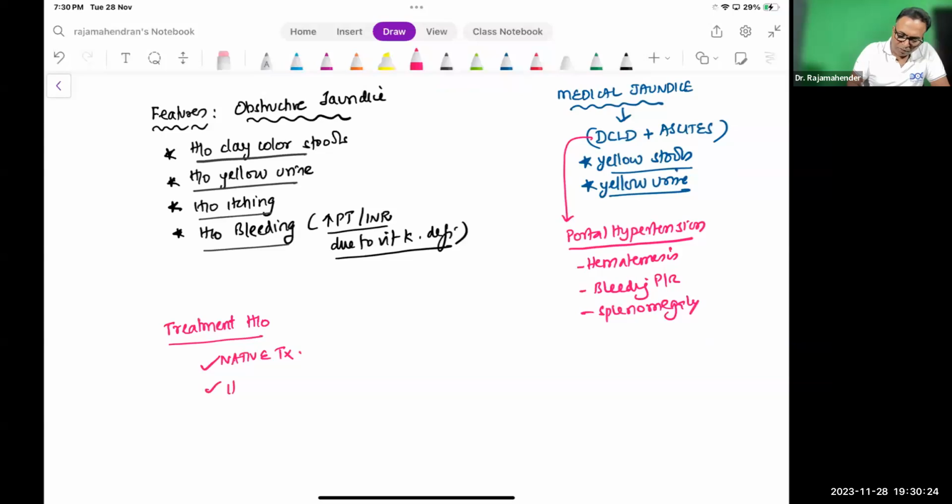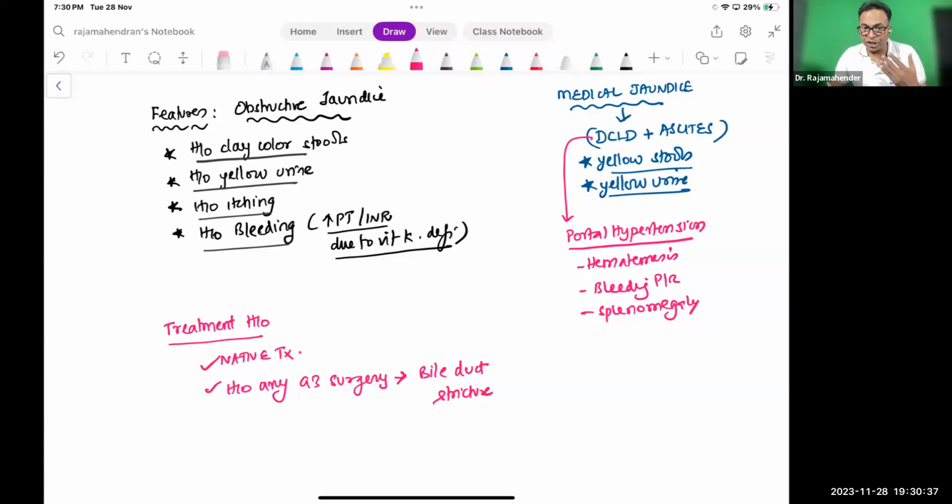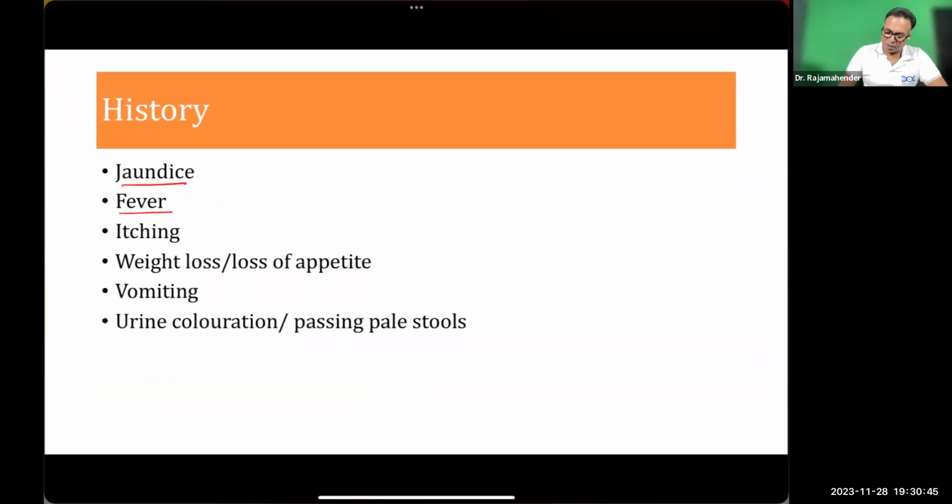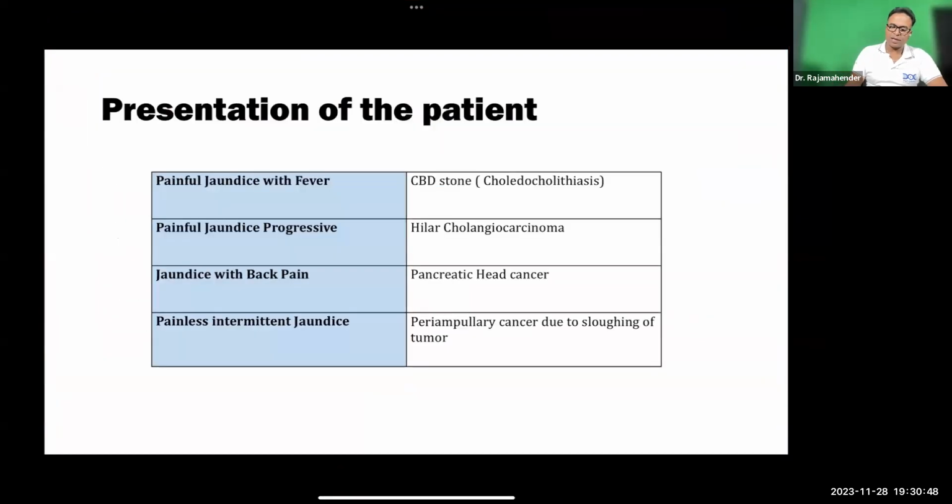And ask about the history of any gallbladder surgery. Because any gallbladder surgery done before can result in bile duct stricture. Bile duct stricture can happen due to previous gallbladder surgery, due to bile duct injury. That patient can now present to you with obstructive jaundice. So ask for any history of treatment. So please don't forget what histories are to be asked. These are the points to be asked.